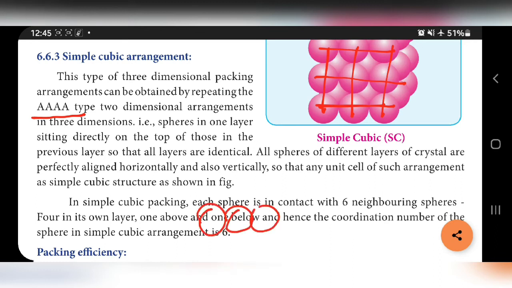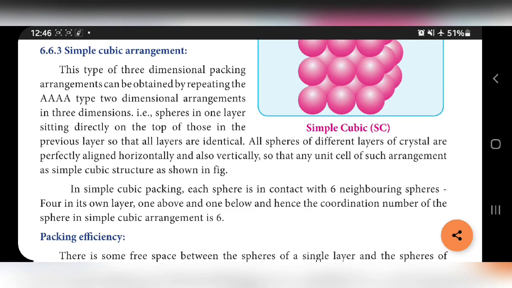If this is A type, and an atom is placed exactly above it, continuously, you will get a cube-like structure, not a sphere-like structure. That is called the simple cubic arrangement. In simple cubic packing, each sphere is in contact with 6 neighboring spheres, 4 in one layer, 1 above and 1 below.